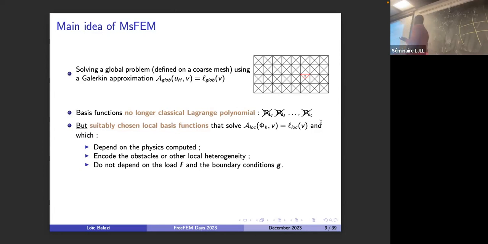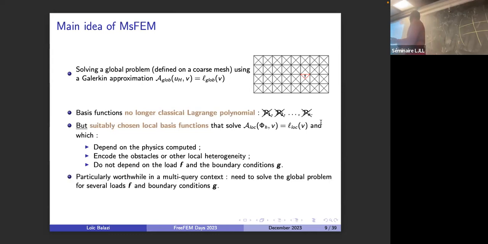These basis functions are defined by the physics, in our case the Stokes equations, and they take into account the obstacle or other local heterogeneity. As we see, the coarse mesh does not take into account the obstacle. One important thing is that these basis functions do not depend on the load F and the boundary condition G. So it is very relevant in a parametric context, that is to say, when we want to solve the same equations but with different boundary conditions and loads.